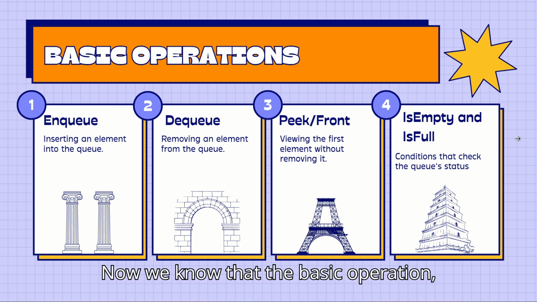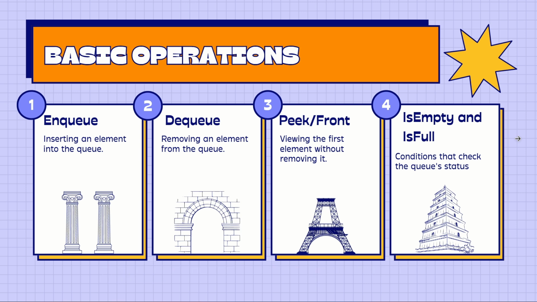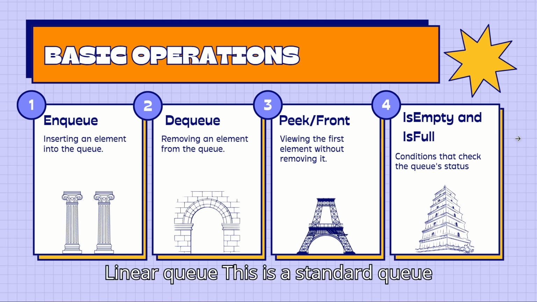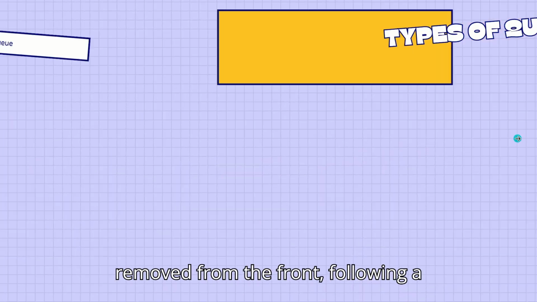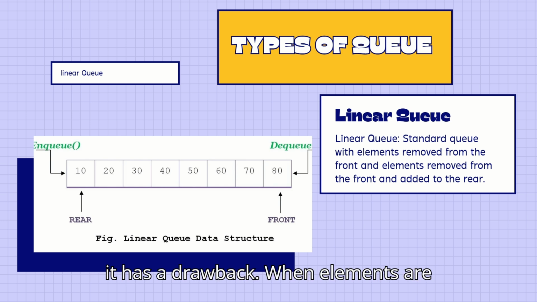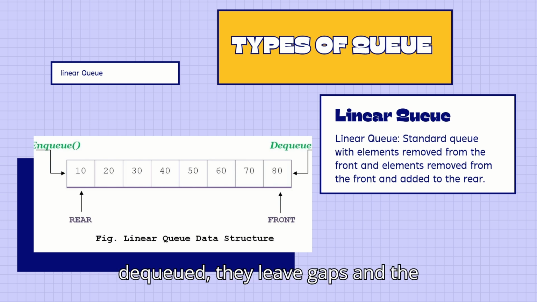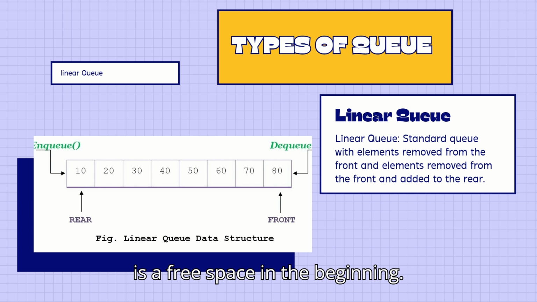Now that we know the basic operations, let us discuss different types of queue. Linear queue. This is a standard queue where elements are added at the rear and removed from the front, following a straightforward FIFO approach. However, it has a drawback. When elements are dequeued, they leave gaps, and the queue eventually fills up, even if there is free space in the beginning.